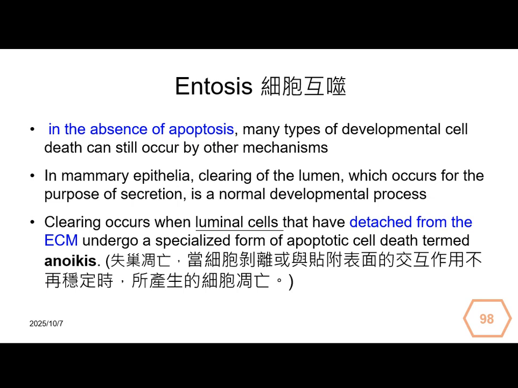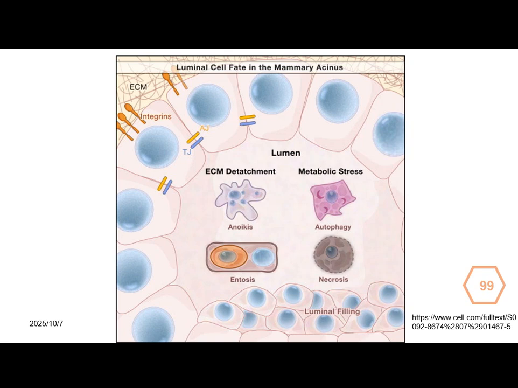When the epithelial cells get detached from their basal membrane and then fall into the lumen, it's called anoikis. It's a different terminology. Just so you know, they have different terminologies. Anoikis is the detachment of epithelial cells inside the lumen.